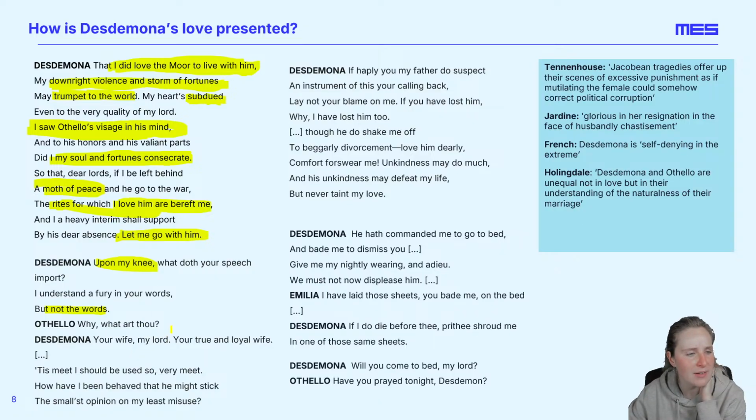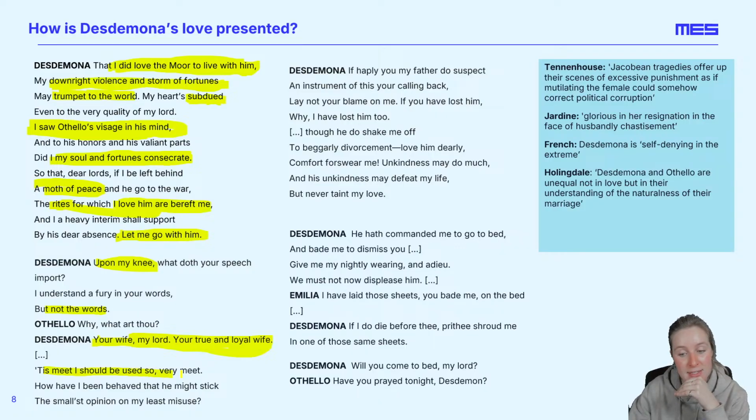And when he says, "what art thou?" What are you then? Are you the cunning whore of Venice, for example? She says, no, your wife, your loyal and true wife. She doesn't say I'm Desdemona. She doesn't say I'm a Venetian. She says I'm your wife. So it reinforces this idea of her role.